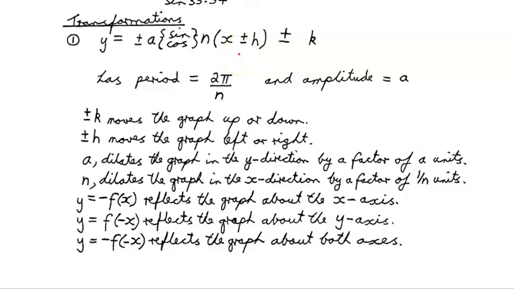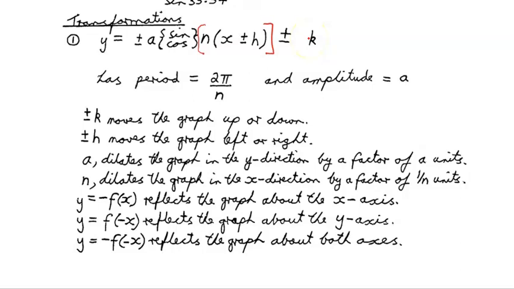What we're saying is it's the sine of all of this. Perhaps an extra set of brackets could have been put in there. So sine of n times x plus or minus h, or cosine of n times x plus or minus h, and then plus or minus a up front, and on the end, plus or minus a constant k. So a, n, h, and k are real numbers.